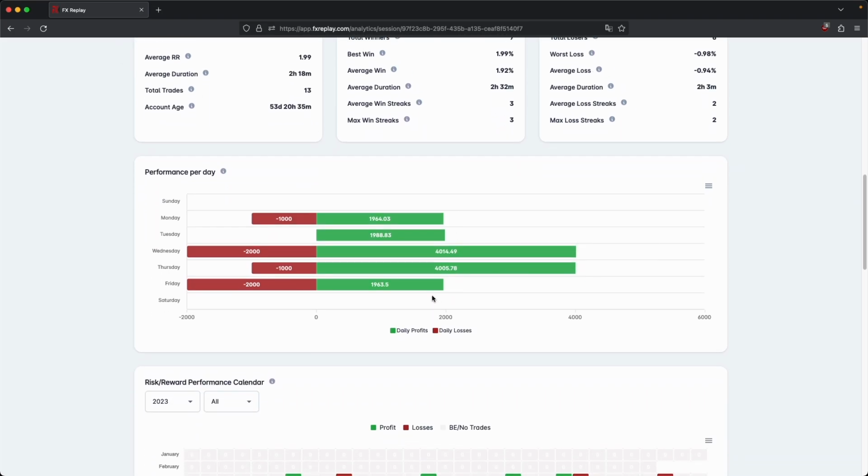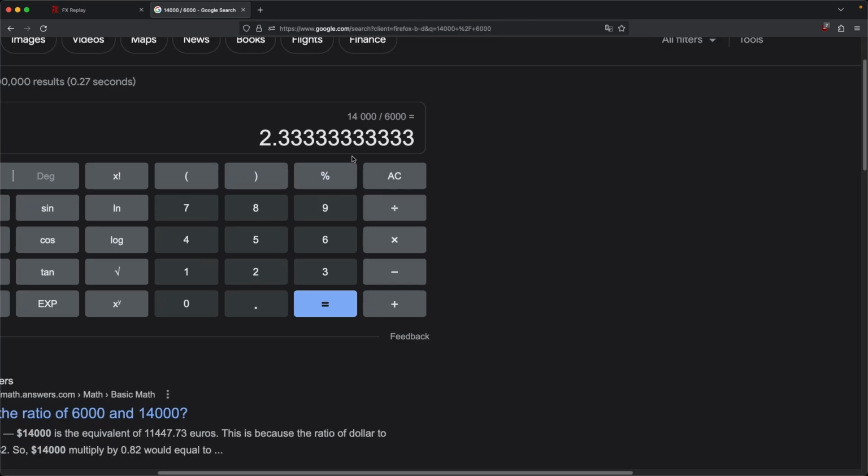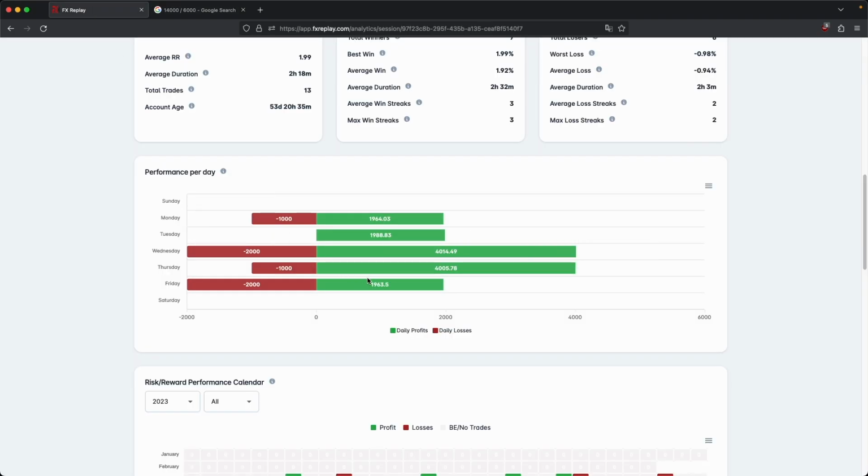So here, if we look at our total profits and total losses, this is 2k, 2k, 4 grand, 8 grand, 12 grand, add another 2k, that is 14. So here, our total profit is 14, total losses is 6. So 14 divided by 6,000, your profit factor is 2.3. That is above 1, which means in the long run, you will be profitable. And that is the most important figure, your profit factor.